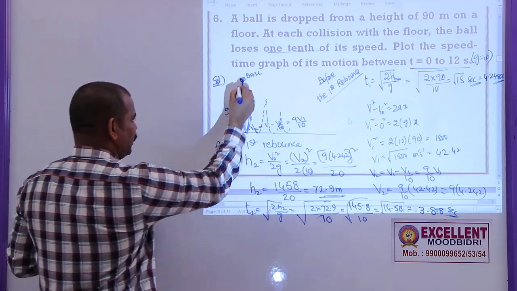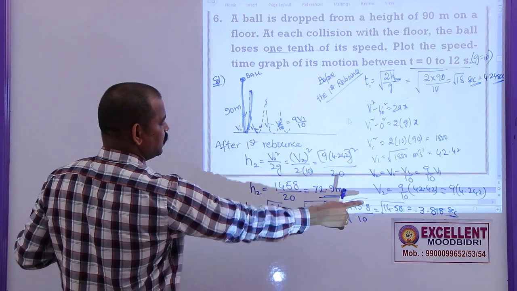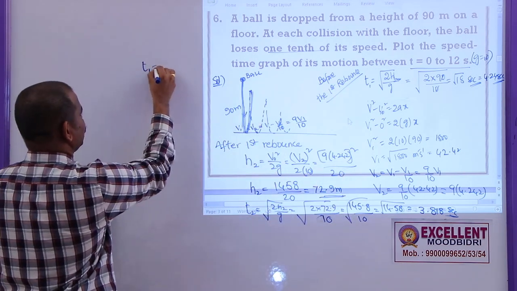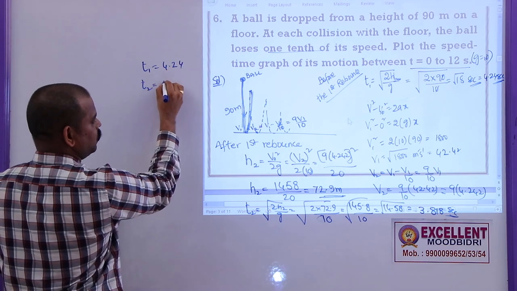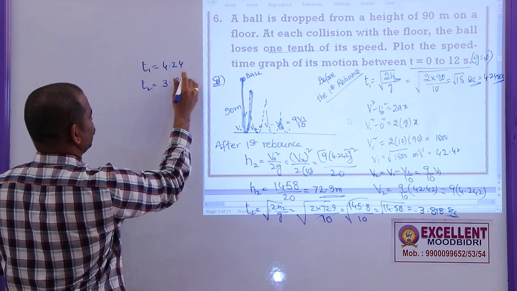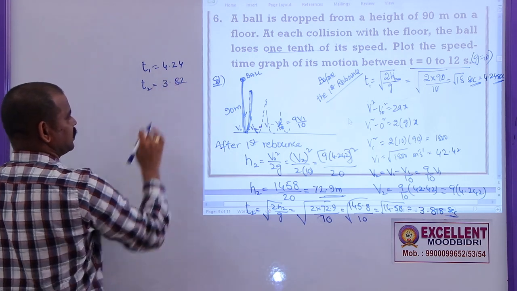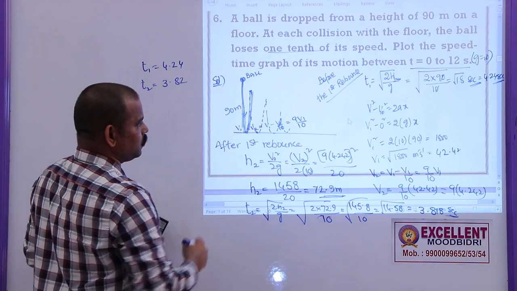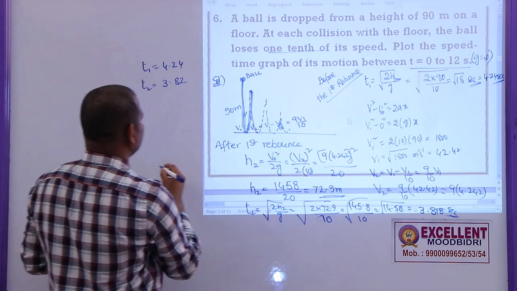Now, while coming down the time taken is 4.2, while going up the time taken is 3.8. So, T1 is equal to 4.24, T2 is equal to 3.81. If you add these two, this is around 8 seconds, but I need to find out up to 12 seconds. That means I need to consider the second rebound also.